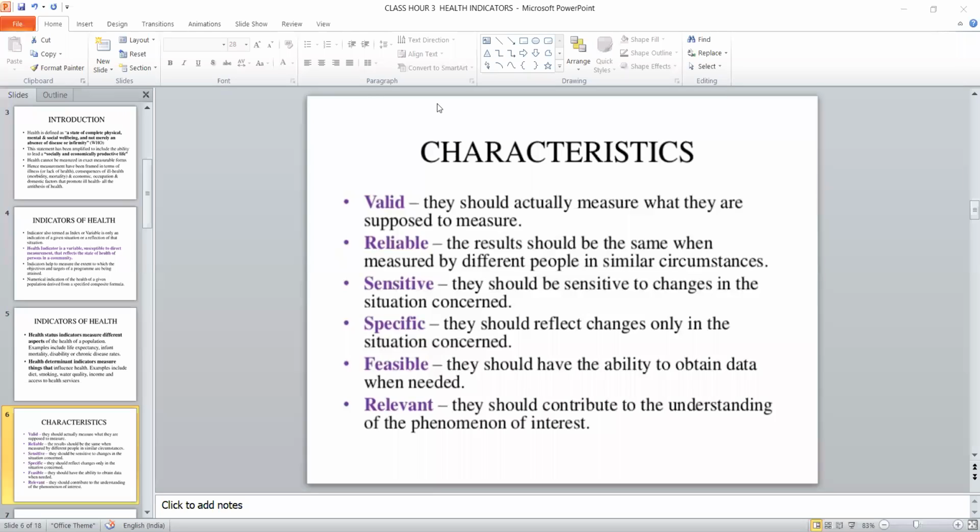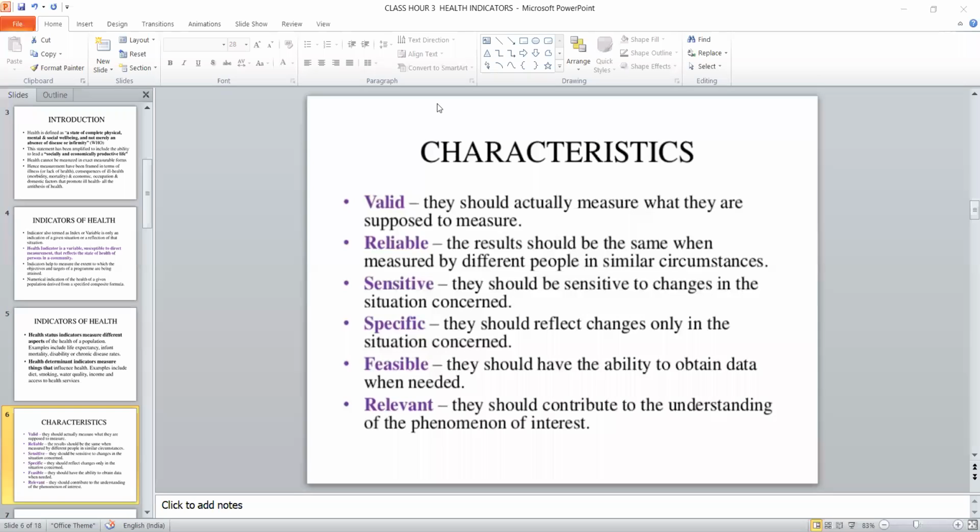Then the fourth factor is that the collected data should be specific. Specific in the sense that they should reflect the changes only in the situation concerned. On that day, what has happened, we have to say. If you take a report of last month, that will not be useful for this month. For that particular 24 or 48 hours, the medical report will be useful. So it should be very specific with time, place, and use.